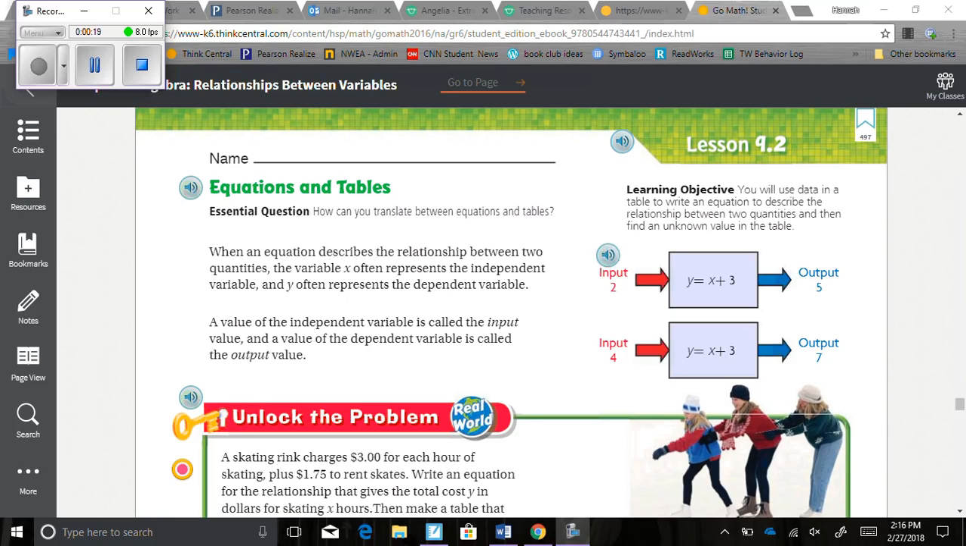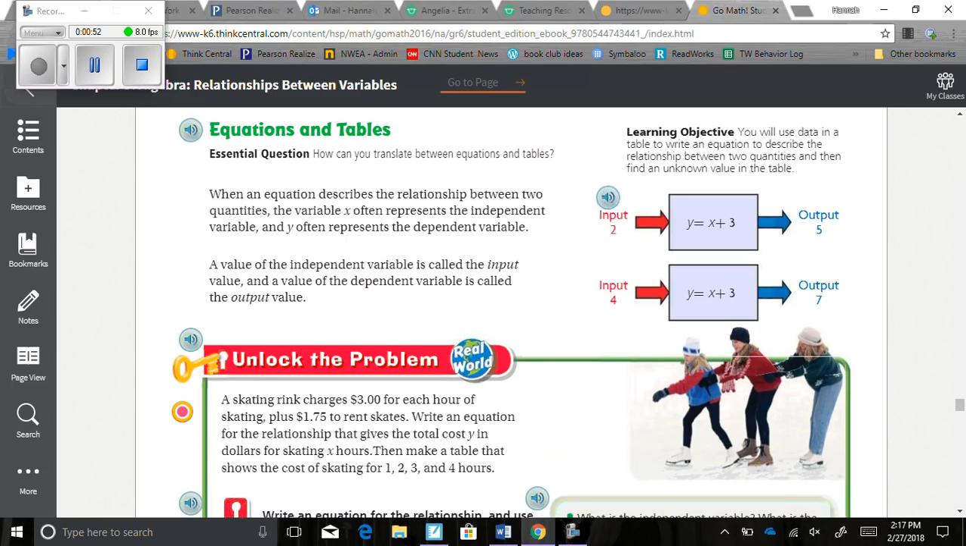When an equation describes the relationship between two quantities, the variable x often represents the independent variable, and y often represents the dependent variable. The value of the independent variable is called the input value. A value of the dependent variable is called the output value. You should have learned last lesson the difference between an independent variable and a dependent variable. So you need to engrave in your memory that an independent variable is called the input and the dependent variable is called the output. They have some examples of that up here.